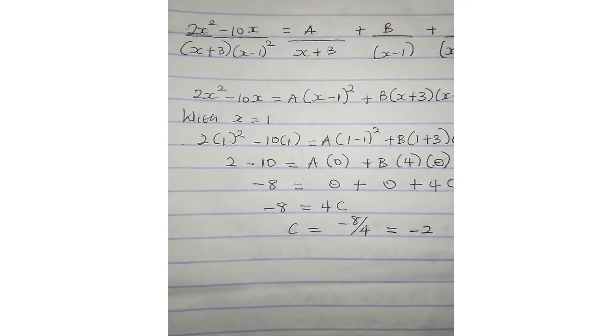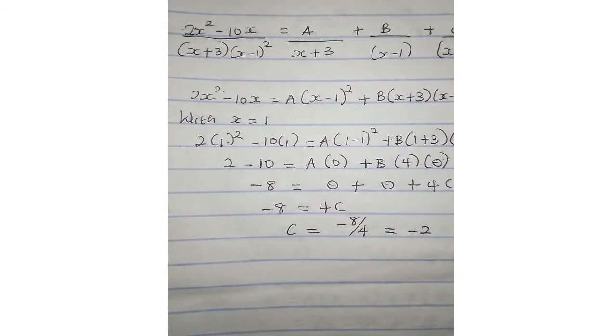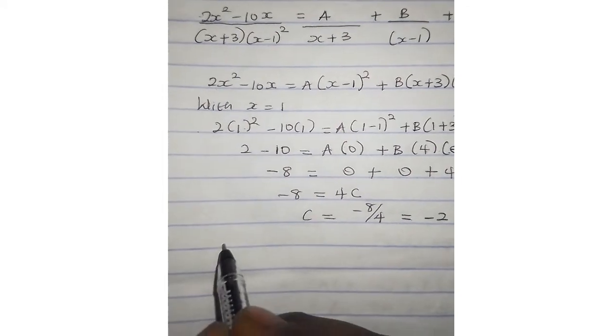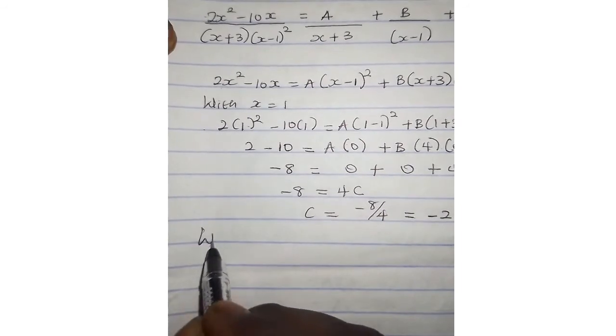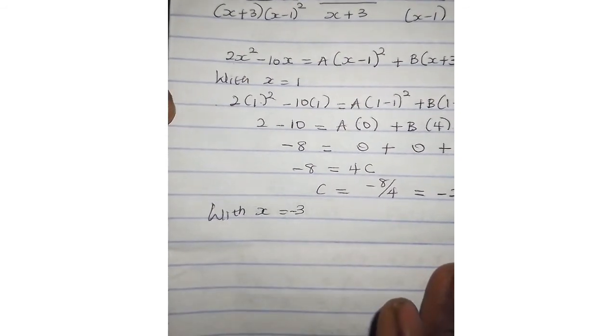So now when x is equal to minus 3, how do we have that? We're going to say when x plus 2 is equal to 0, when we equate to 0, we're going to have x is equal to minus 3. So with x equal to minus 3, we put it into this equation.